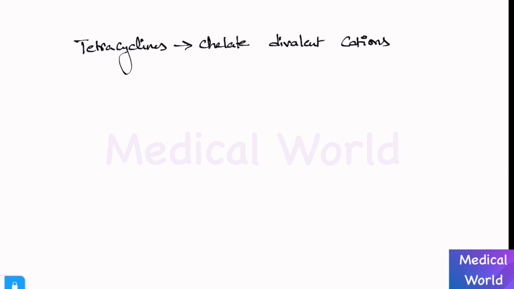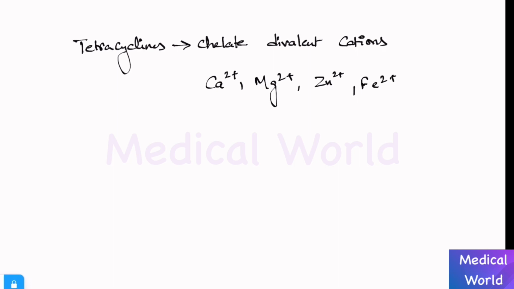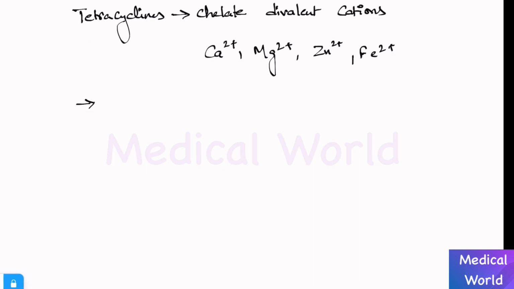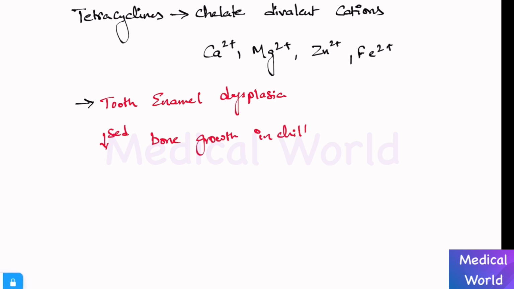Another important thing about tetracyclines is that these drugs chelate divalent cations, that is calcium, magnesium, zinc, and ferrous ions. If the patient is on treatment with any of these supplements, we advise the patient to stop these supplements for at least a week when they are started on tetracyclines. Some of the side effects of tetracyclines are tooth enamel dysplasia and decreased bone growth in children. For the same reason, they are considered teratogenic.